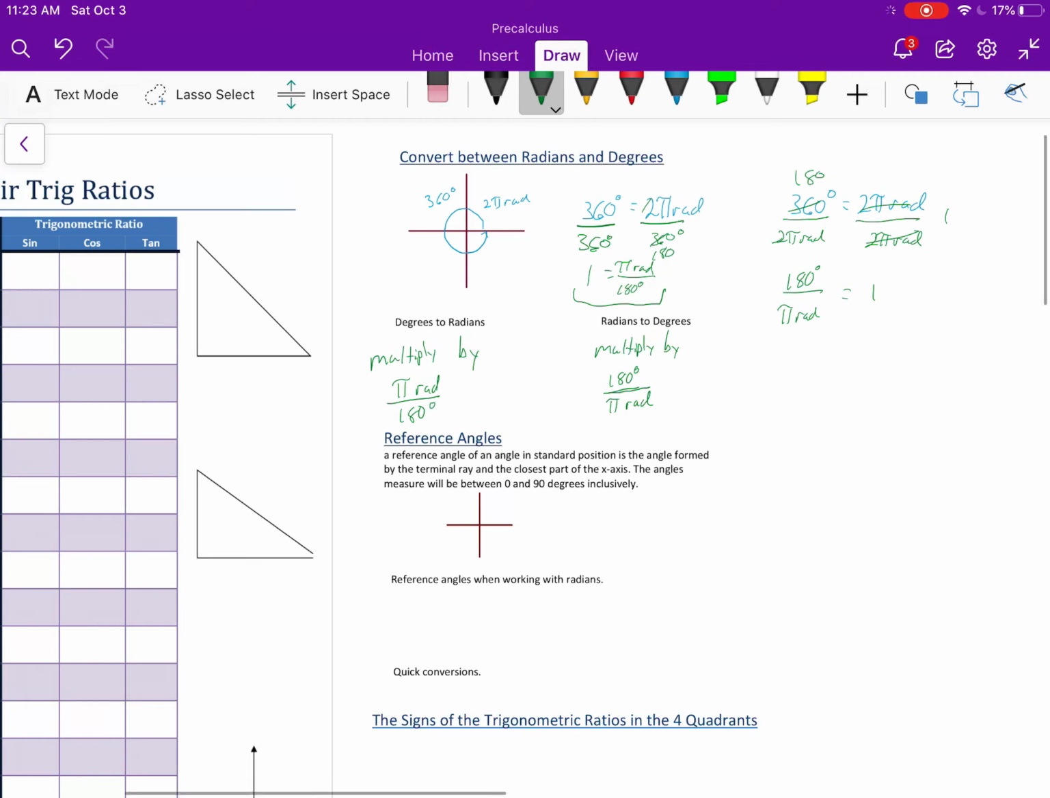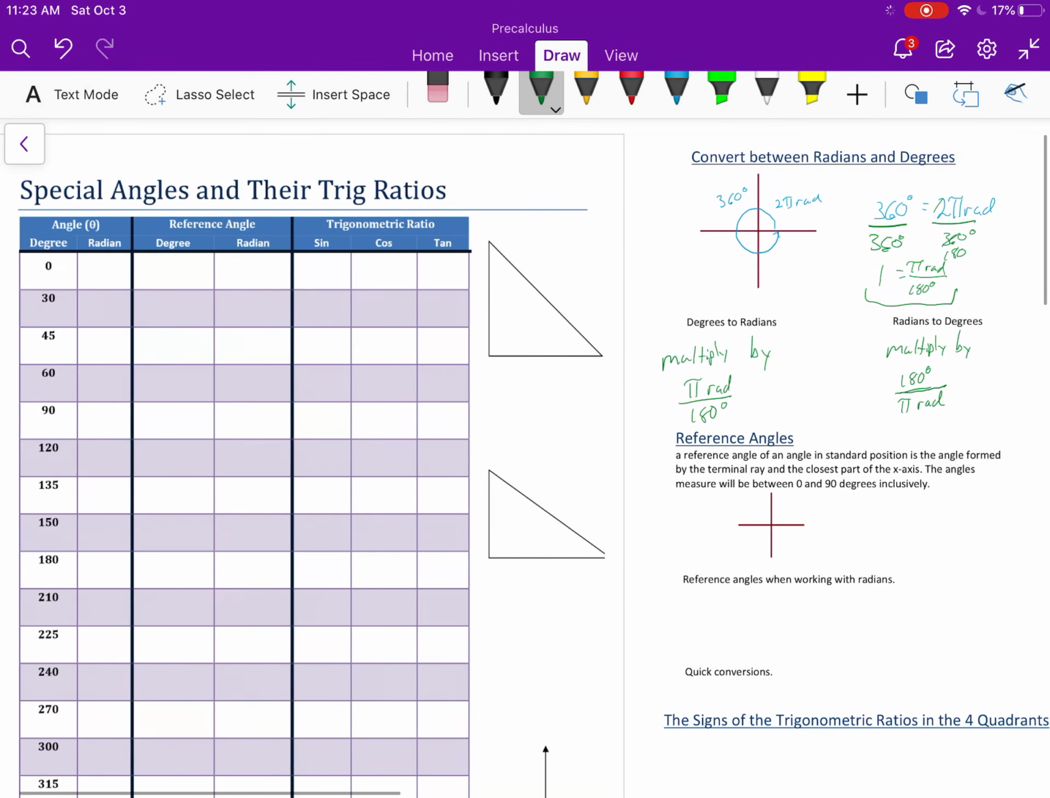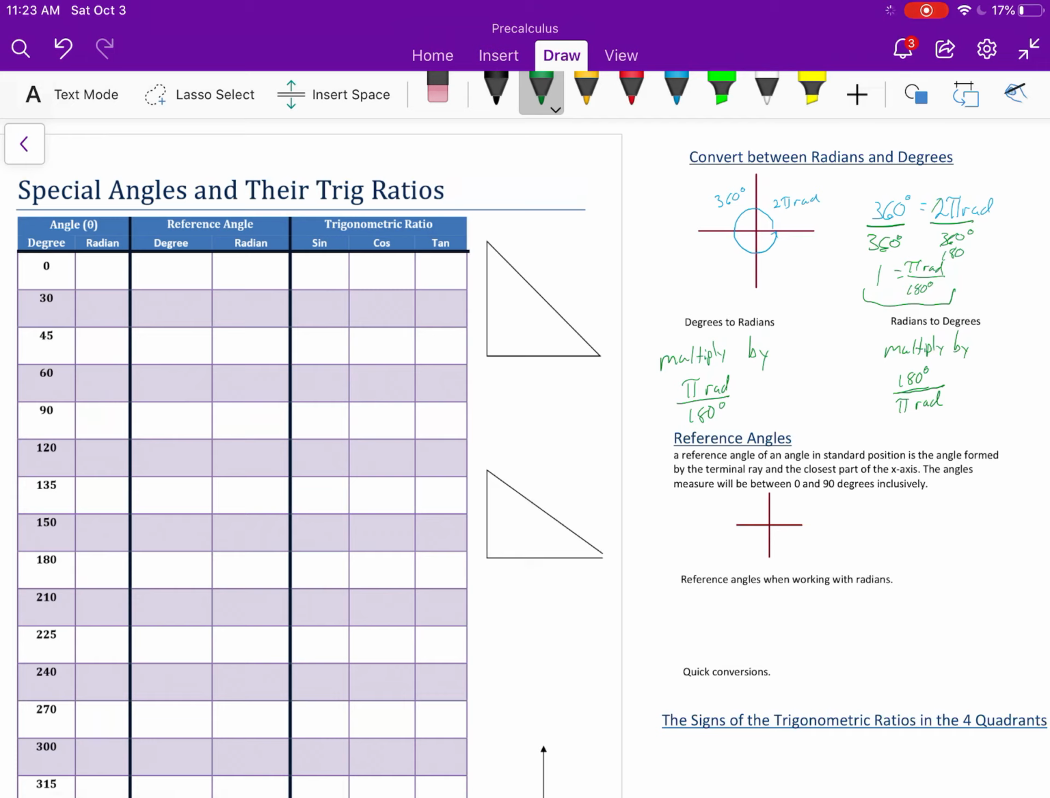Now that's a whole different thing we can be working through, and we can convert all kinds of degrees and radians, but we are going to go ahead and look at our table here, and we want to convert. So nice and easy, we're going from degrees to radians, so we're going to multiply by pi radians over 180 degrees. Well, this is easy. You get 0.